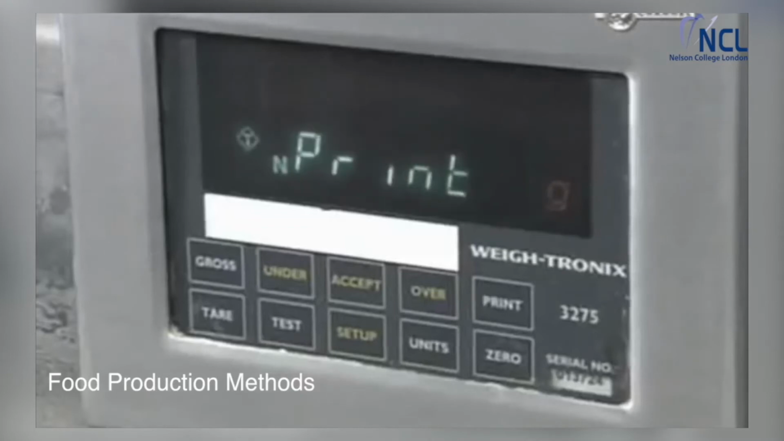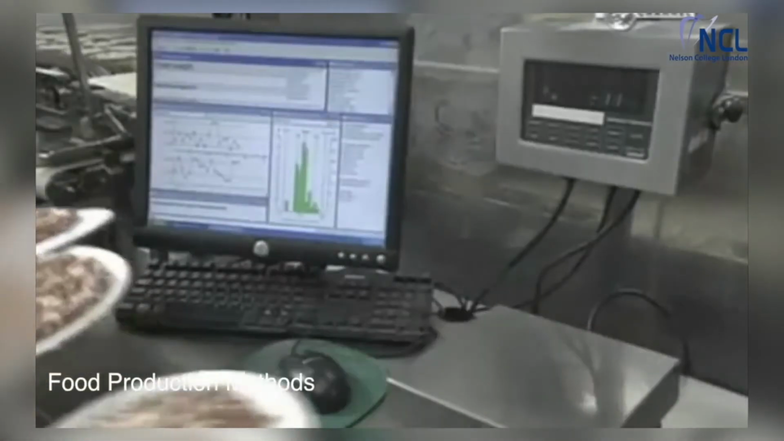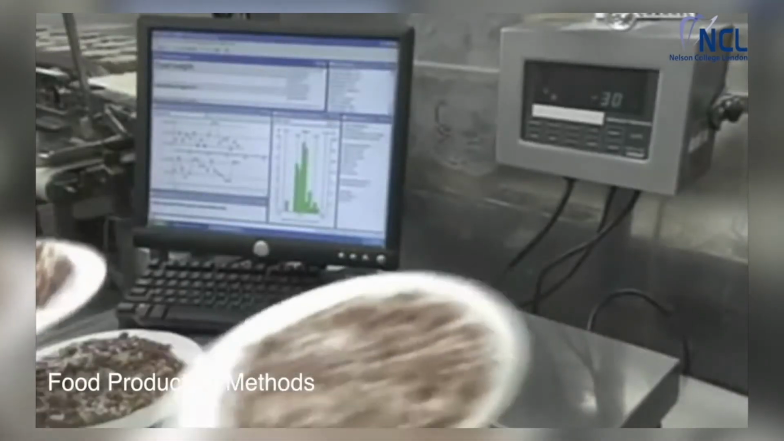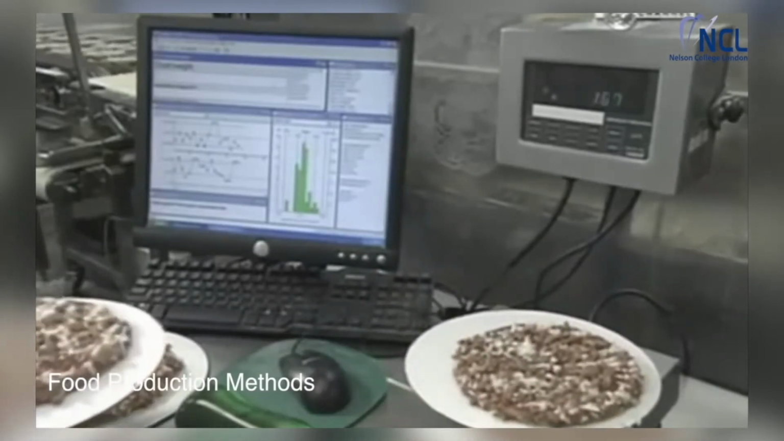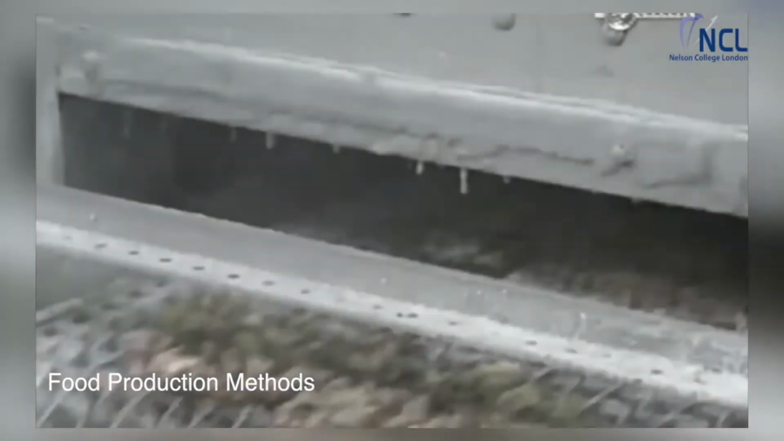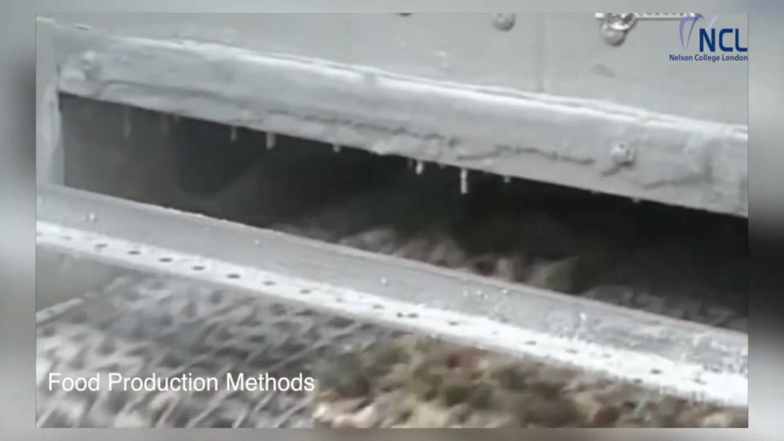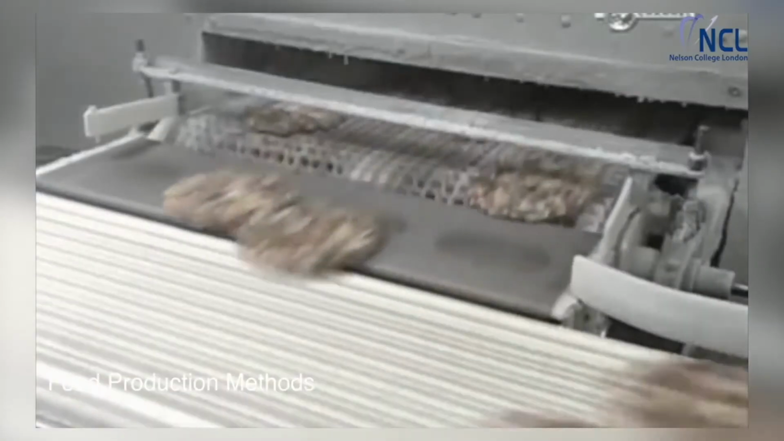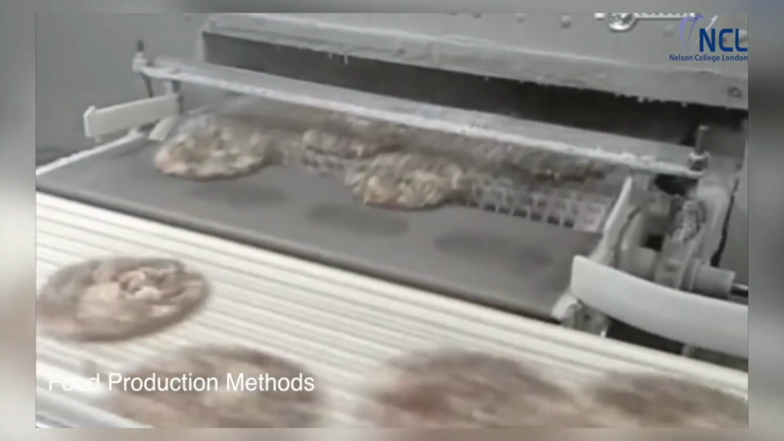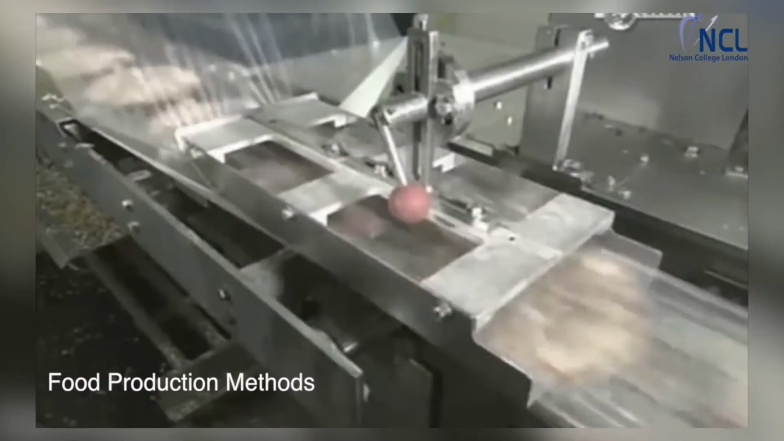Workers take samples off the line and weigh the crust, sauce, cheese and meat to ensure the equipment dispenses the right amount of each. Next, the pizzas enter a spiral freezer called a blast cell, where they spend about 20 minutes at minus 31.6 degrees Celsius.